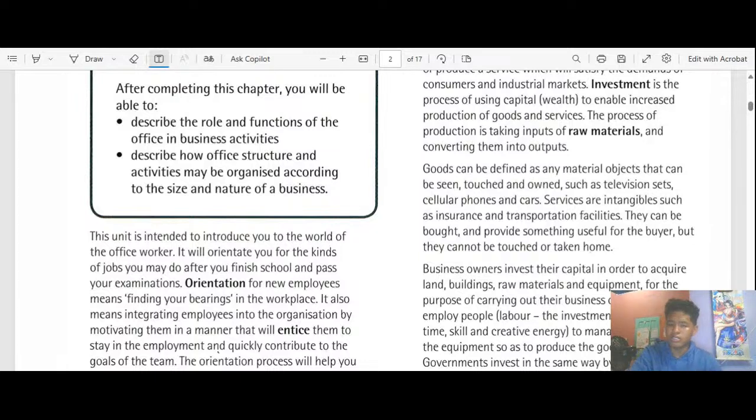So business owners invest their capital in order to acquire land, buildings, raw materials, and equipment, right? So when we invest, we are putting our money into something in the hopes of converting. For example, if we're starting a business from scratch, we are making phone materials. We will try to invest in machinery. We will try to invest in human resource, also known as HR, in order to basically make this product and sell and make a profit. That is the overhead idea of it, what it is.